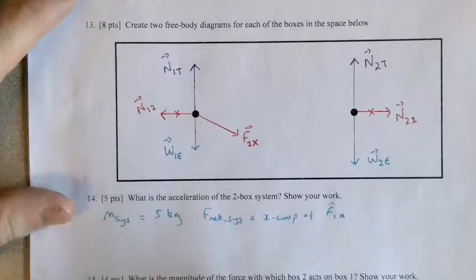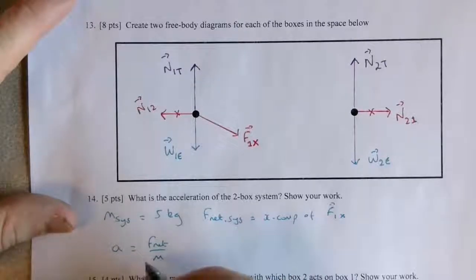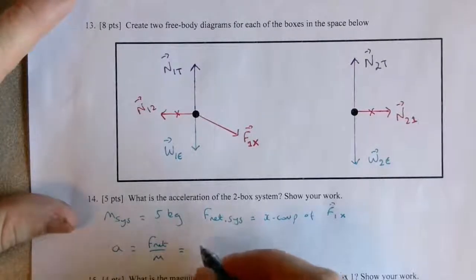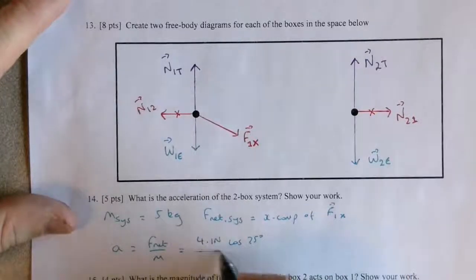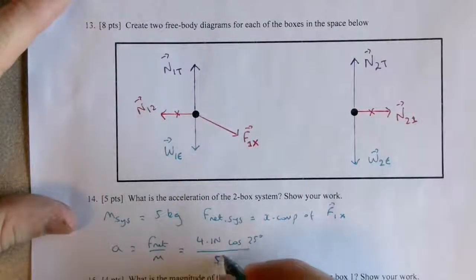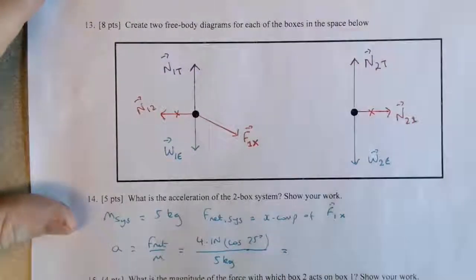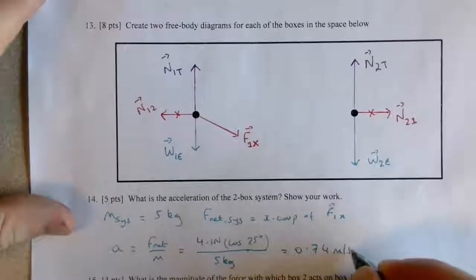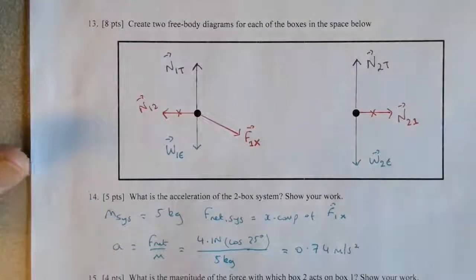on a coordinate system. So trying to find the acceleration, the acceleration is F net over m. We know the F net is going to be 4.1 newtons times the cosine of 25 degrees, so that will give us the x component of this pushing force, divided by the total mass, and I believe this gives 0.74, I think. So 0.74 meters per second squared. Okay, so that should answer question 14.